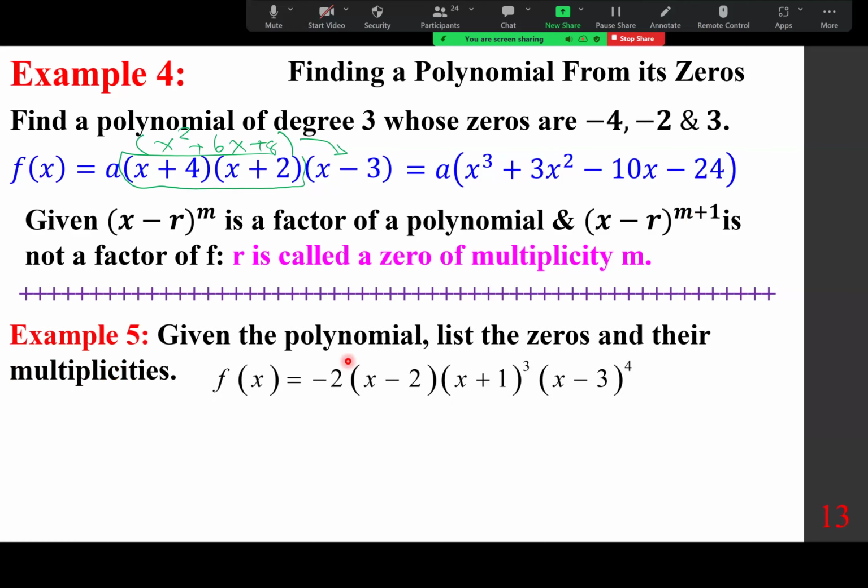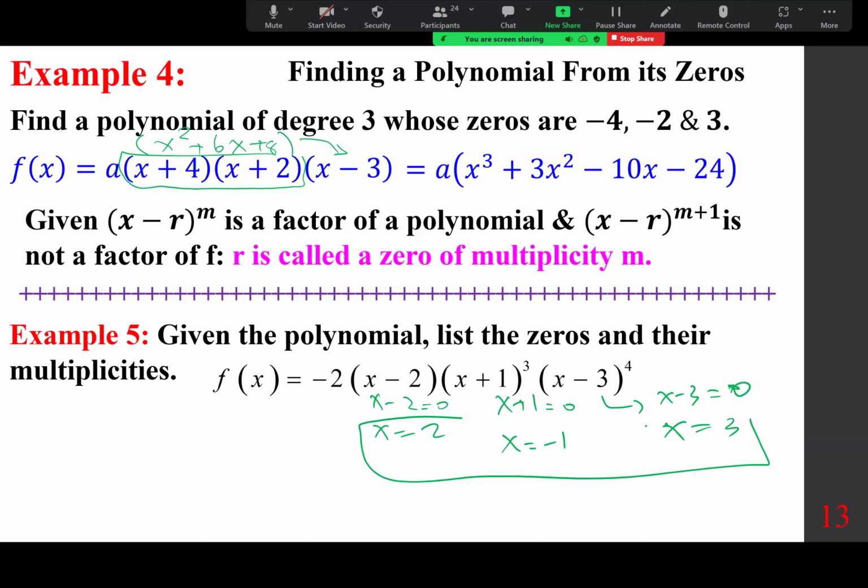Given the polynomial, list the zeros and their multiplicities. So very fast, as far as the zeros are +2, -1, +3. Please understand, you set this equal to 0. So this is how you get to +2. So you set x minus 2 equals 0, you get x equals +2. You set x plus 1 equal to 0, you get x equals negative 1. You set x minus 3 equal to 0, and you get x equals positive 3. Those are the three.